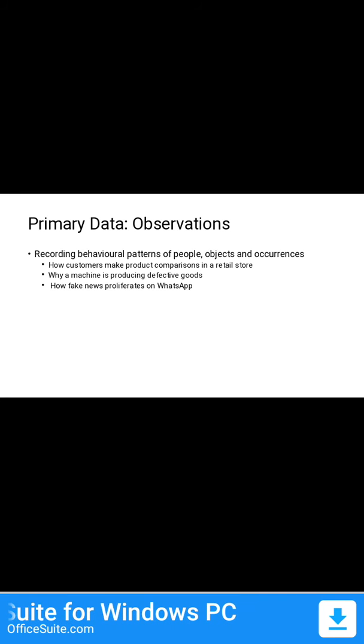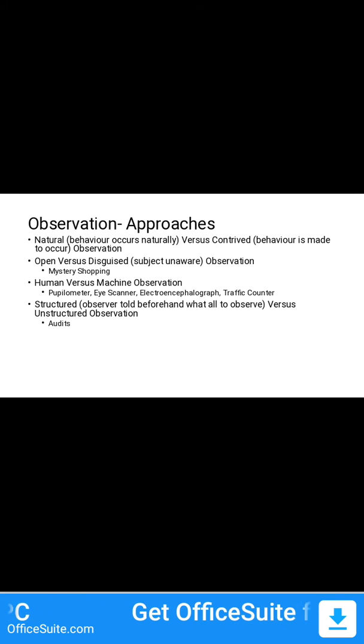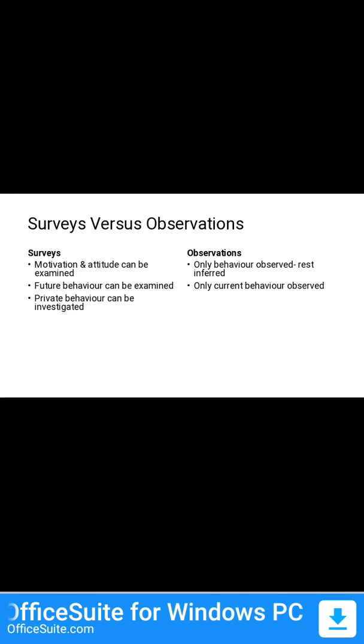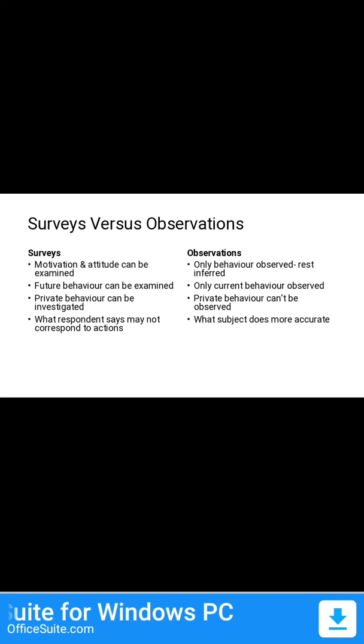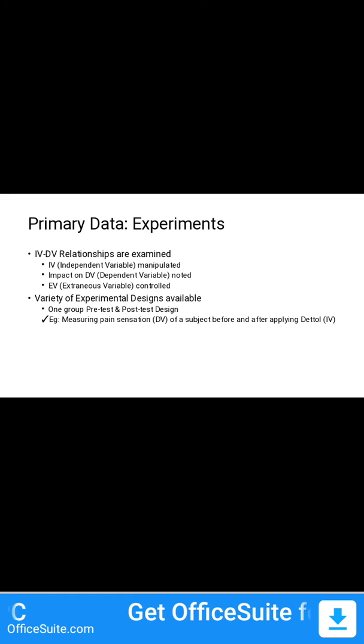Then we moved on to observations, which is another method of collection of primary data. And we talked about the various approaches which are there. And then we did a comparison of surveys and observations, you would remember. Now, today is the time for us to discuss experiments, which are another method of collecting primary data.